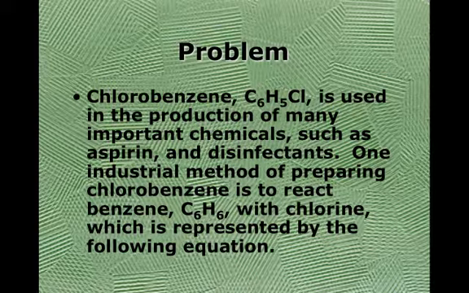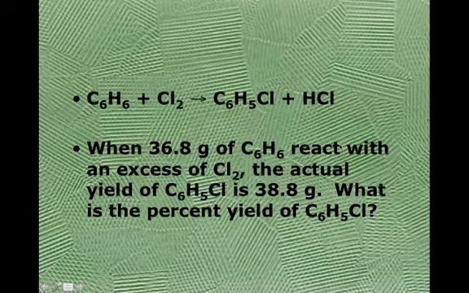One industrial method of preparing chlorobenzene is to react benzene with chlorine, which is in this reaction. Is that balanced? 6 carbons, 6 hydrogens, and 2 chlorines. Yep, balanced. So it's all 1-to-1 ratios. That will make that part a little easier.